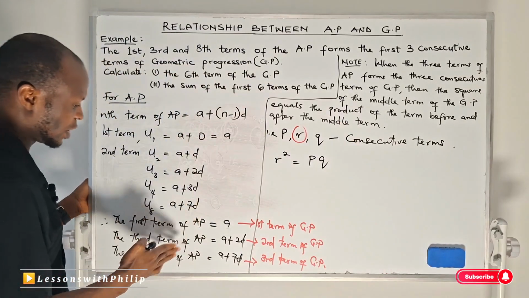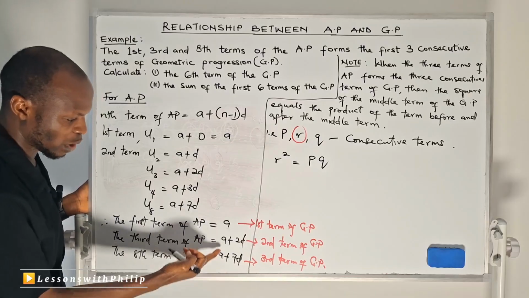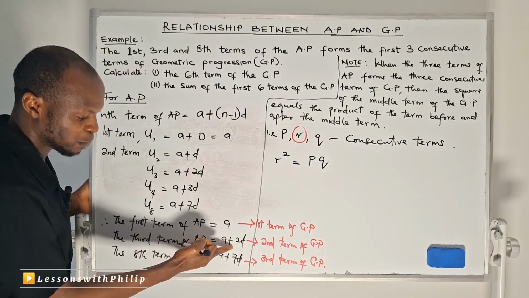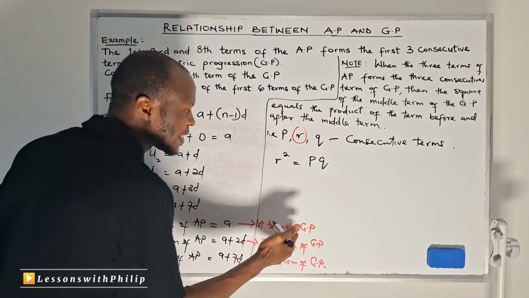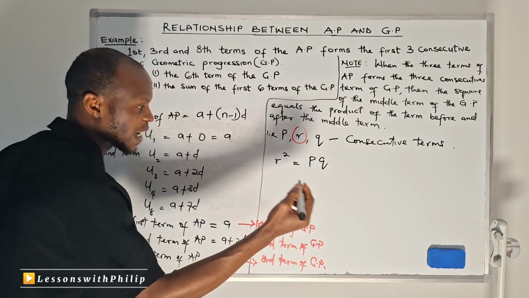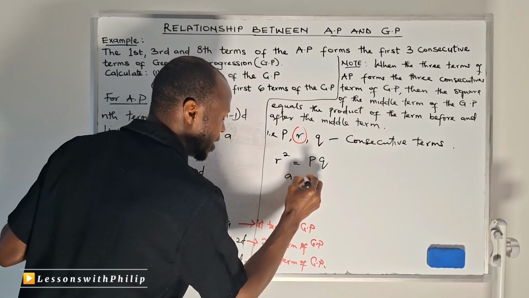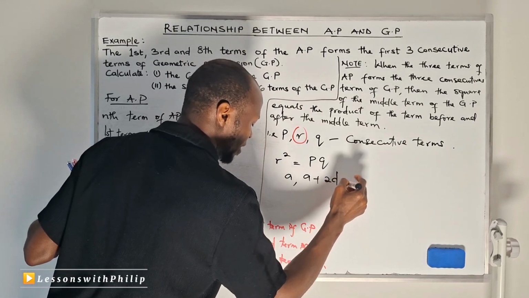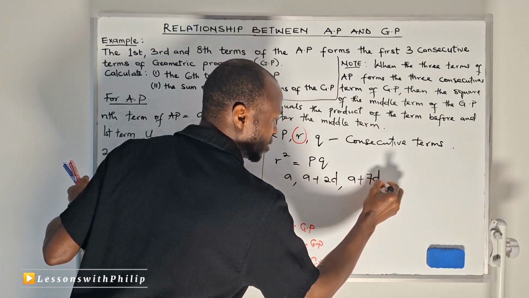Now, in this case, the consecutive terms are what? First, second, third. Now, the rule says, what is the first? The first is A. The middle one is what? A plus 2D. And the one that follows is A plus 7D. In this case, the terms are A, then we have A plus 2D, and the next one is A plus 7D, and so on and so forth.